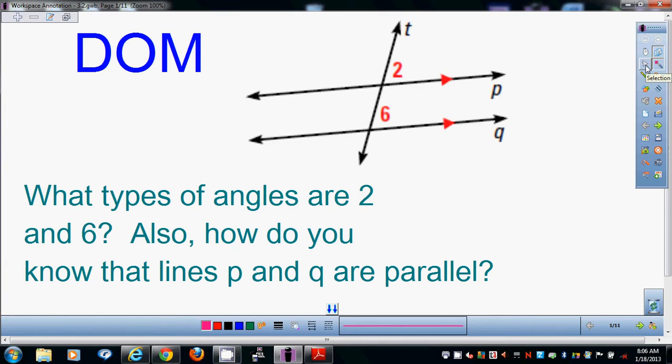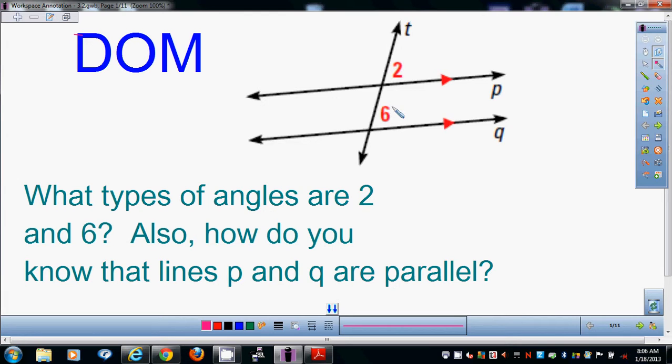These angles are what, Malik? They are corresponding. Hold on. You know they're corresponding because they're both in the same location. They're both in the top right. Okay? If they're in the same location, then they're corresponding.